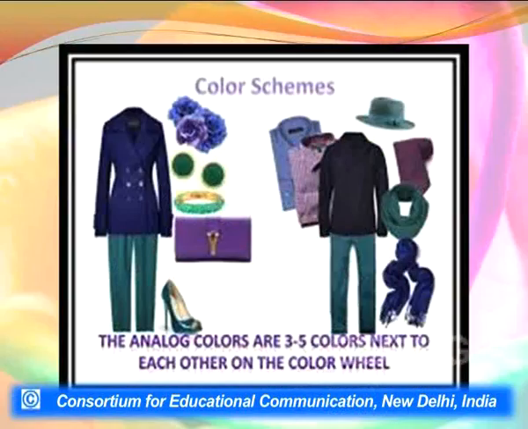In a dress, the analogous colors are 3 to 5 and it looks good. For example, 3 colors, green, purple and blue green, give a kind of analogous setup in the dressing also. For example, you can use shirt, coat, pant and tie of 3 different colors of the color scheme which are adjacent to each other.